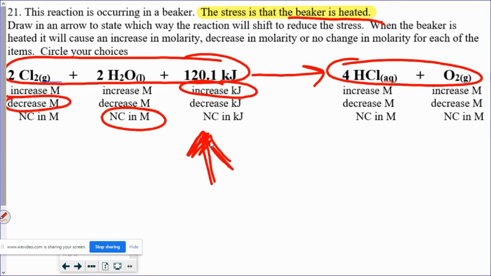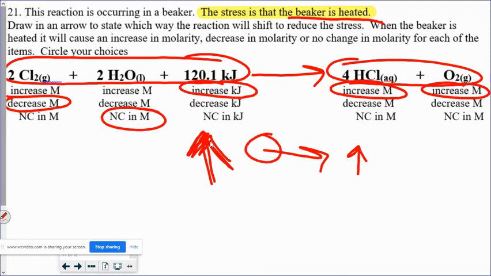We go over to the other side. HCl, hydrochloric acid, and oxygen gas, both of those will go up. Again, things at the tip of the arrow tend to go up, and they both do. Things at the butt of the arrow tend to go down, and they do, except for energy was being increased in this problem, so it can't go down, and there's a no change with that one.